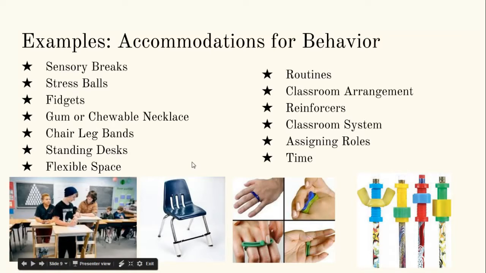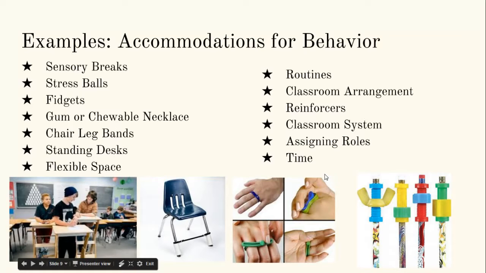Some examples of accommodations for behavior. On the left is really just accommodations for that fidgety behavior, attention behavior that we might see in the classroom. And some of you might have these things in your classroom already, but some sensory breaks for students, stress balls, chair leg bands, which are pictured here, standing desks, which are becoming more popular, and even fidgets. That's down here on the bottom. There's all different types of fidgets. Some are quieter than others, so you might want to keep that in mind when trying a fidget with a student.